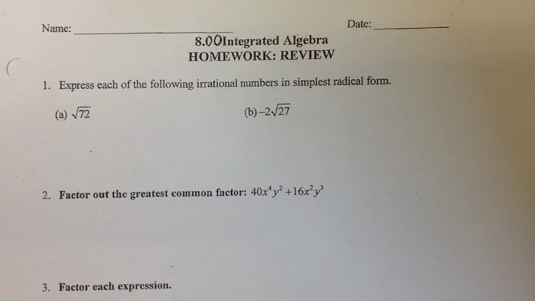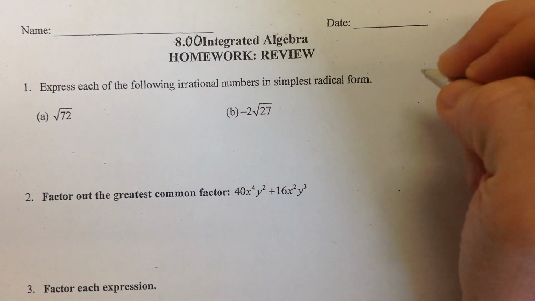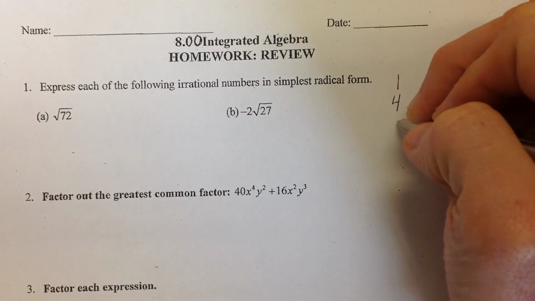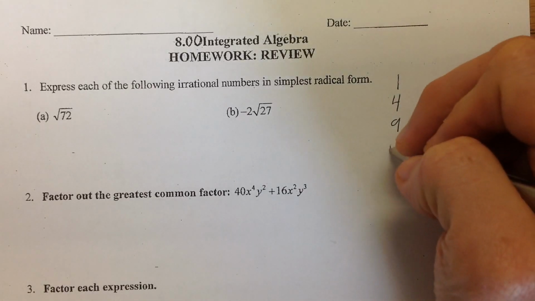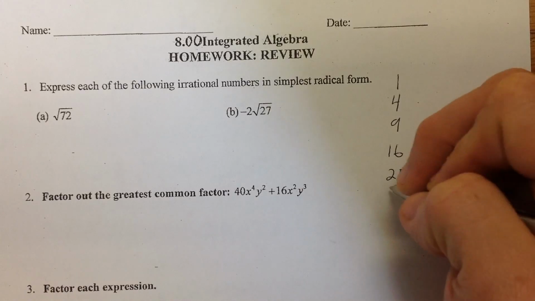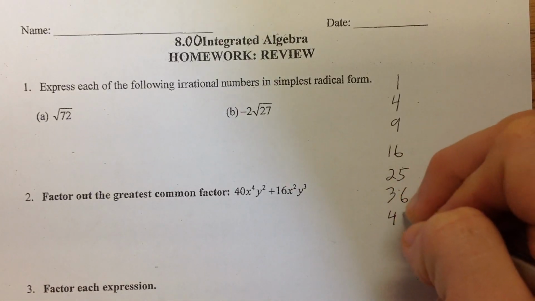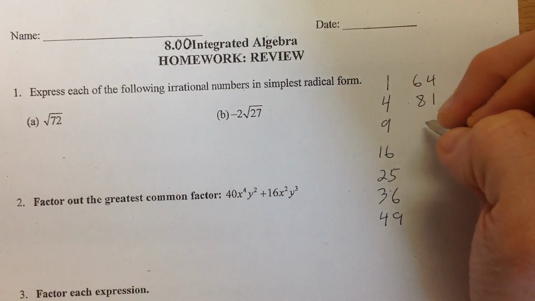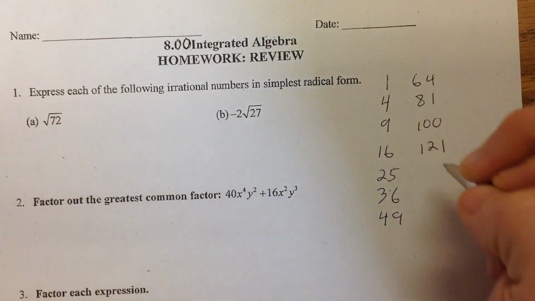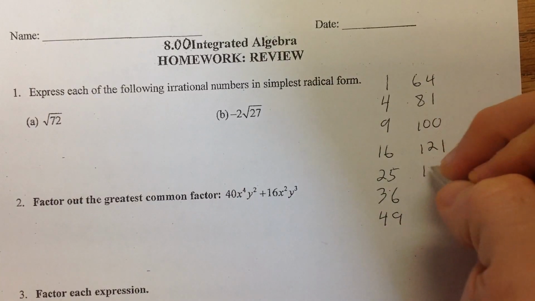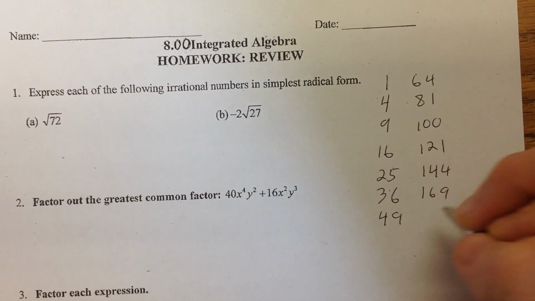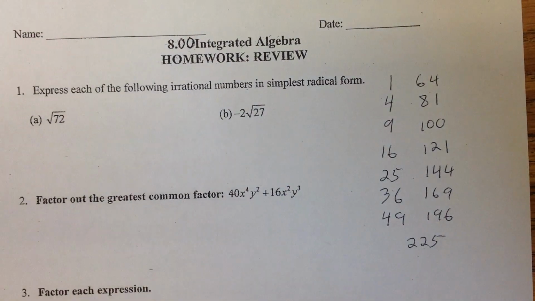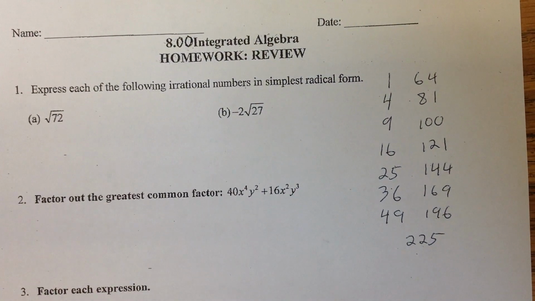Alright, so anytime you're doing radicals, you have to be thinking about your perfect squares. So for example, 1 squared is 1, 2 squared is 4, 3 squared is 9, 4 squared is 16, and then just on and on. So you've got 25, 36, 49, 64, 81, 100, 121, 144, 169, 196, and then 225. That goes all the way up to 15 squared, and that's usually enough for these types of problems.